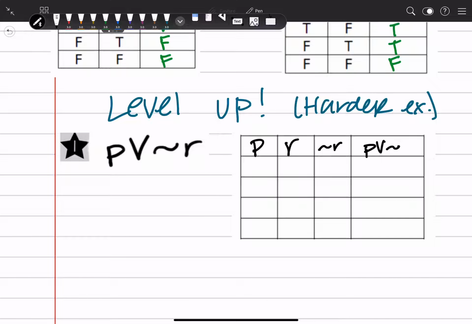All right, so let's go ahead and do this one. And I'm going to do it in blue just so we can get started. We've got P. Remember, half of them are going to be all true. Then it's going to be false. And then you're going to alternate, so you have one true with another true and one true with a false. Same thing here.